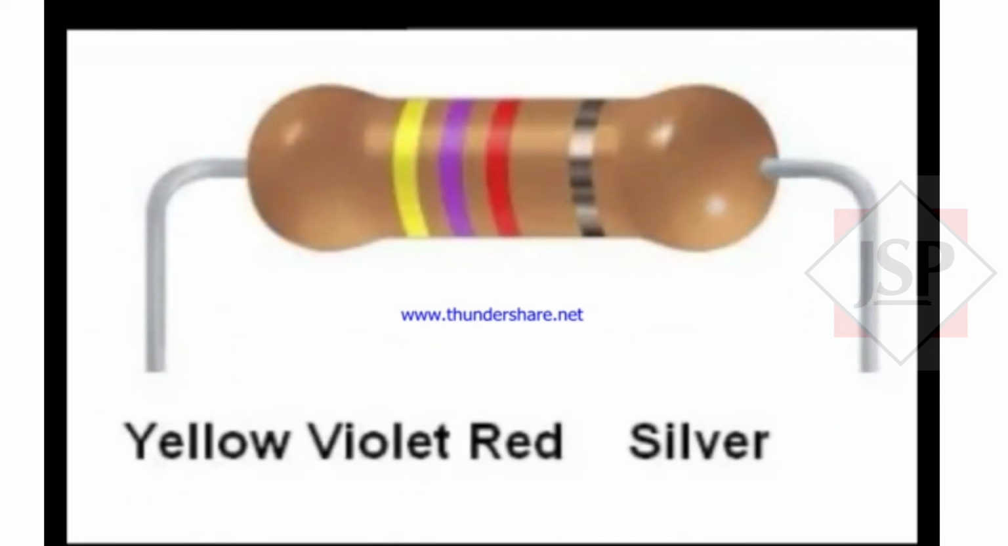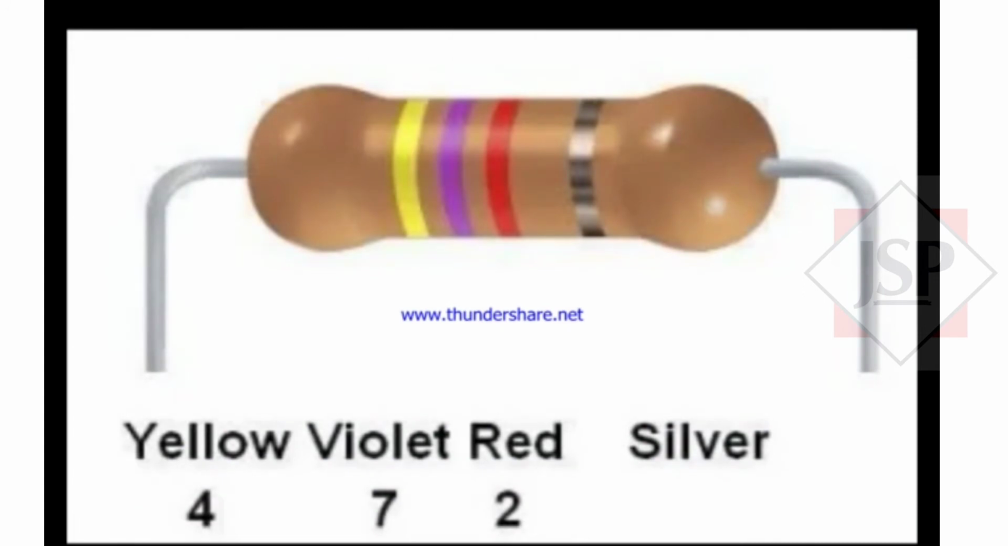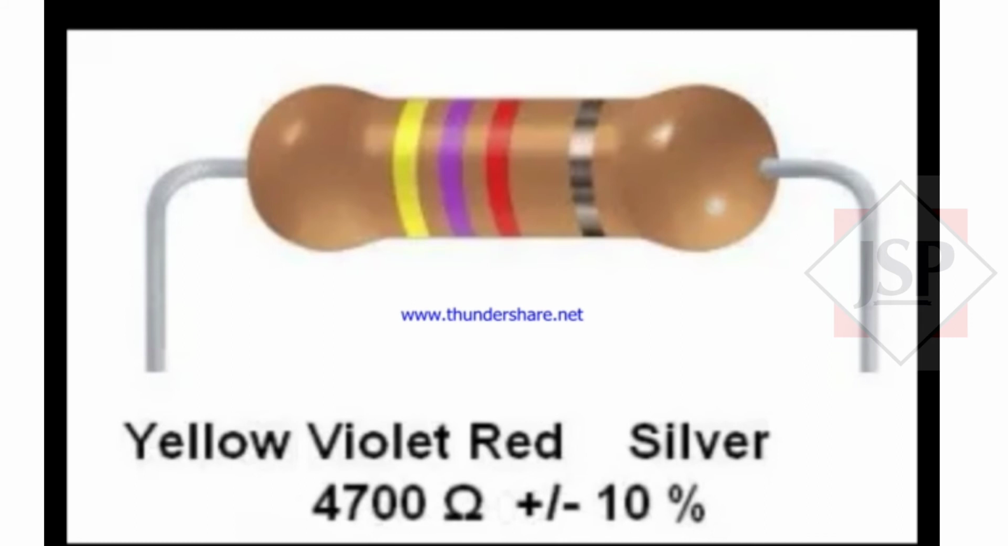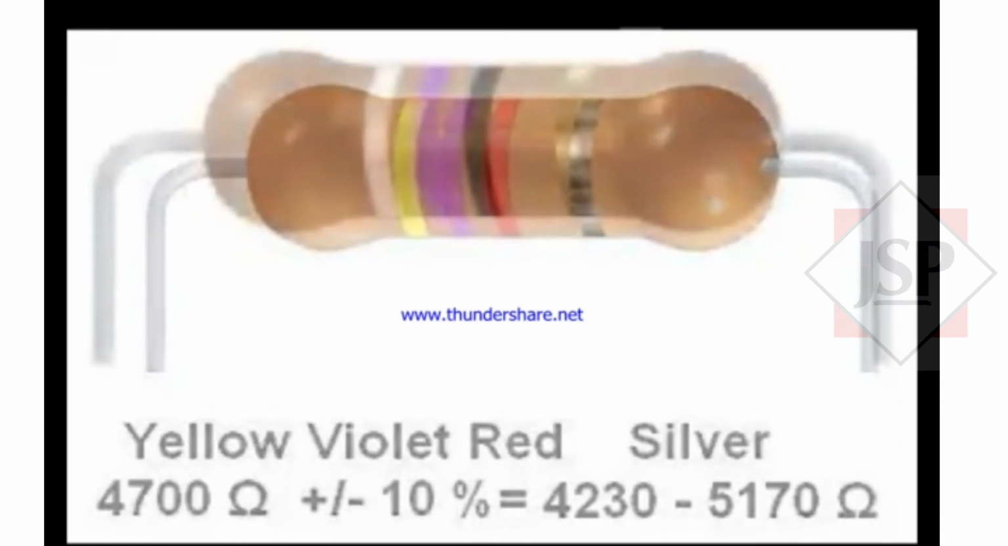Here is another resistor, yellow, violet, red, silver. Yellow is 4, violet is 7, red is 2. So this is a 4, 7, and 2 more zeros. The first three colors represent 4, 7, and then 2 zeros. So this is a nominal 4700 ohm resistor. The fourth band is silver, so this resistor has a tolerance of plus or minus 10%. So we have a 4700 ohm resistor with a 10% tolerance. Now 10% of 4700 is 470, so this resistor is guaranteed to be within the range of 4700 ohms plus or minus 470 ohms, or 4230 to 5170 ohms.